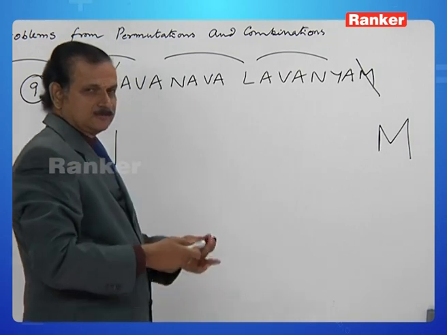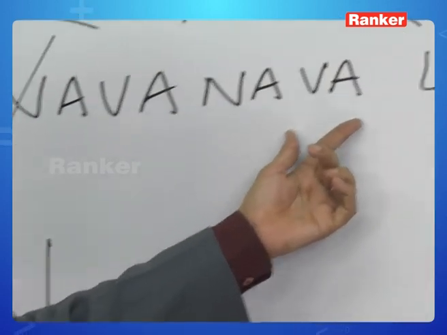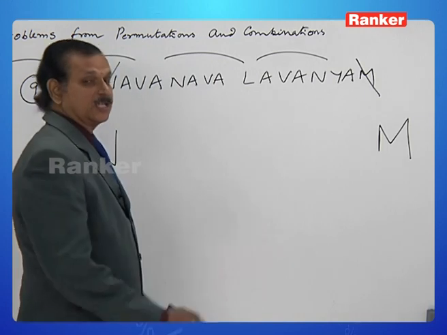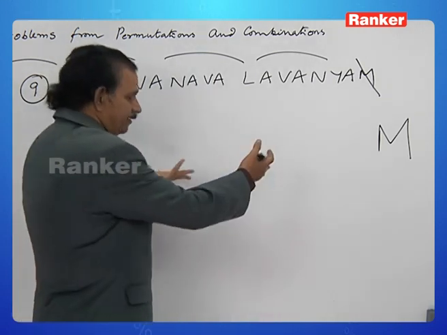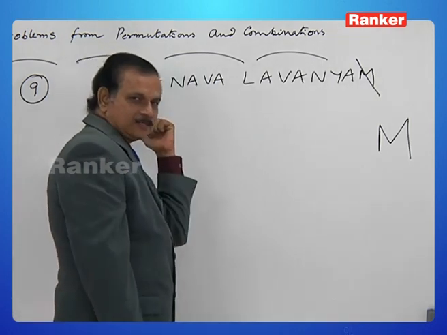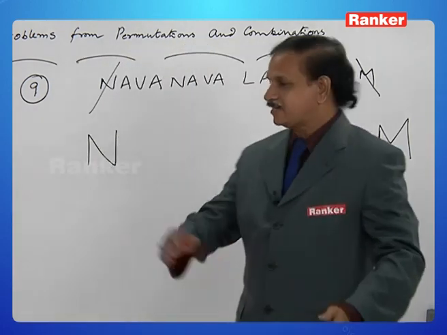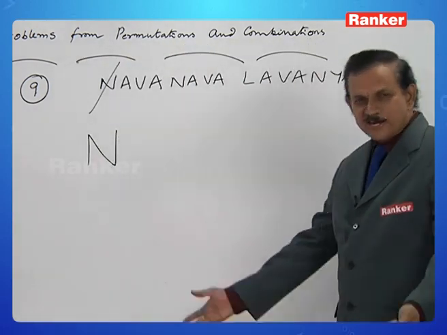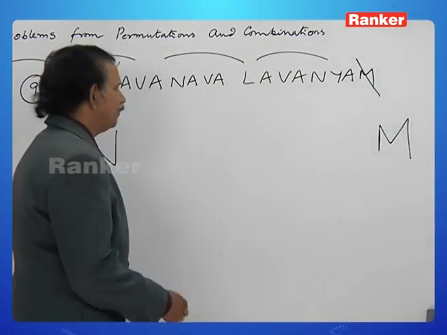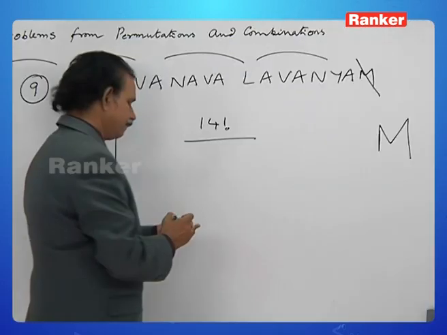You count the number of letters which lie between these two: 3, 4, 7, 10, 13, 14. These 14 letters are to be arranged in the middle without disturbing the last M and the first N. You are supposed to arrange all the remaining 14 letters in the middle. It is straight and simple, no question of any extra condition. How many are they in number? 14. 14 factorial by, come on, count.